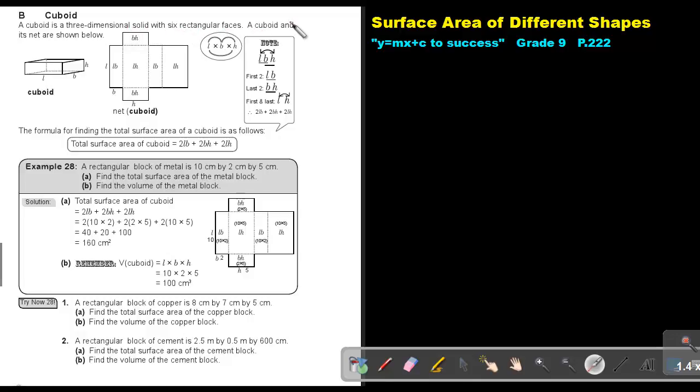A cuboid and its net are shown below. This is the solid, this is the net. Do you notice that these two rectangles have the same area? These two rectangles have the same area, and these two rectangles have the same area.